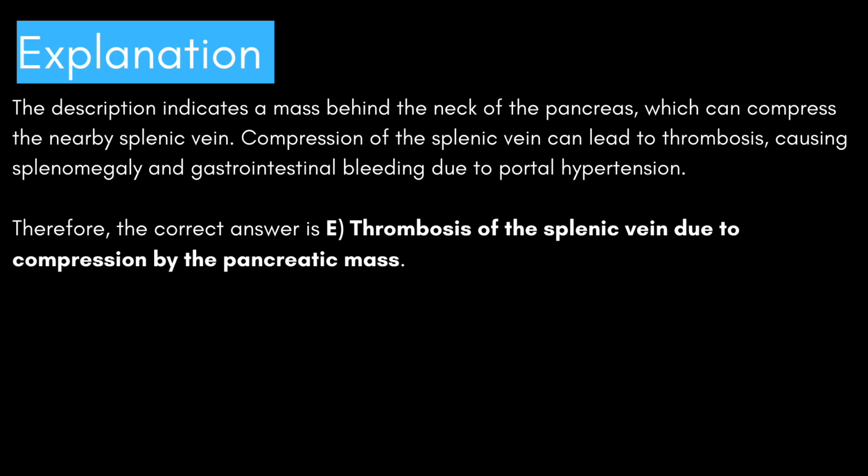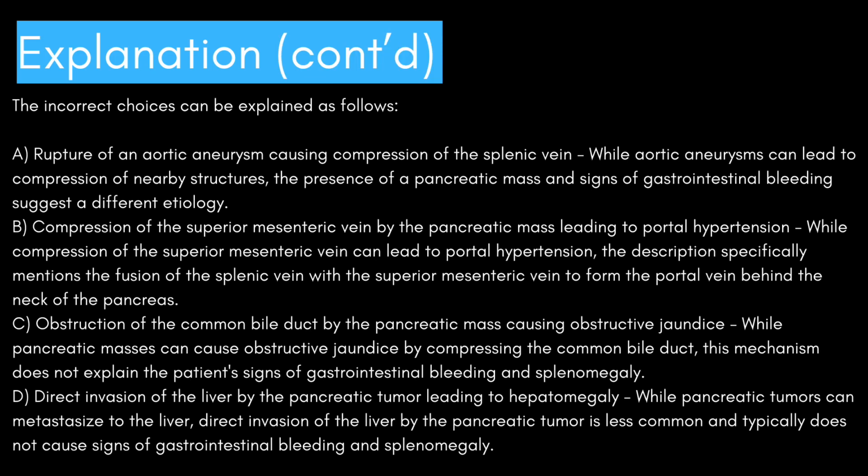Therefore, the correct answer is E, thrombosis of the splenic vein due to compression by the pancreatic mass. All right, let's go ahead and see why the other answer choices are incorrect. The incorrect choices can be explained as follows. A, rupture of an aortic aneurysm causing compression of the splenic vein. While aortic aneurysms can lead to compression of nearby structures, the presence of a pancreatic mass and signs of gastrointestinal bleeding suggest a different etiology.